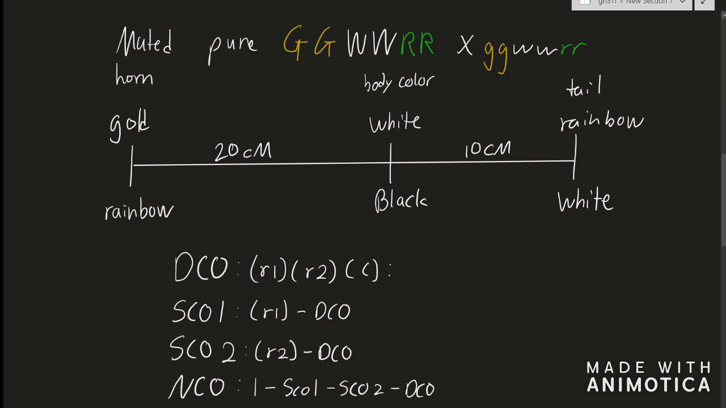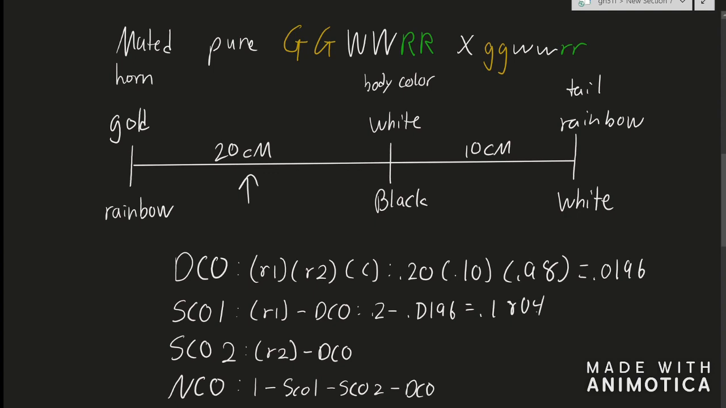So we would have 0.20 times 0.10 times 0.98. That equals 0.0196. To find a single crossover event in region 1, that would take region 1 minus the double crossover event probability, so that is 0.2 minus 0.0196 equals 0.1804.